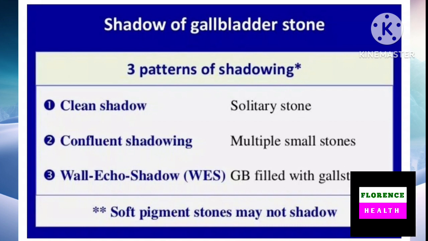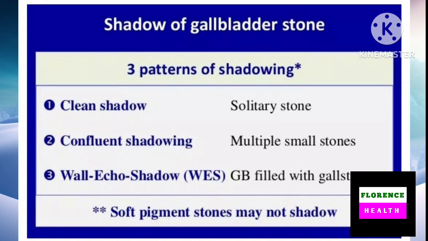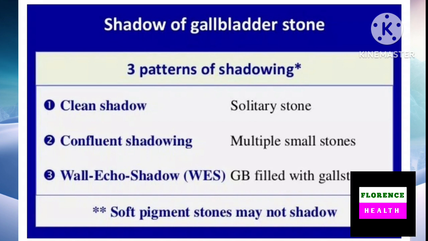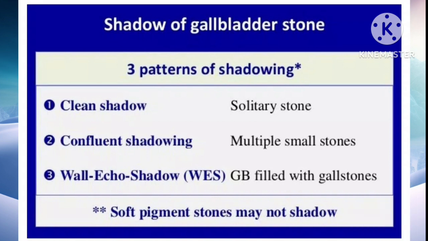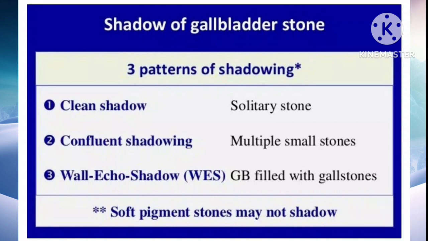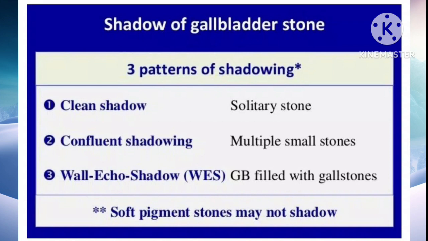Again, there are three patterns of shadowing of gallstone. First, clean shadow for solitary stone. Second pattern, confluent shadowing for multiple small stones. Third pattern, which is an important pattern, WES, that is wall echo shadow, for gallbladder filled with multiple gallstones. One point you have to remember, small pigment stones may not have a shadow.